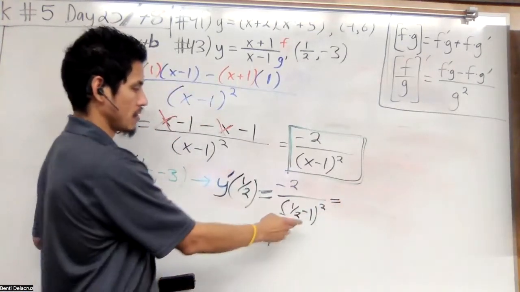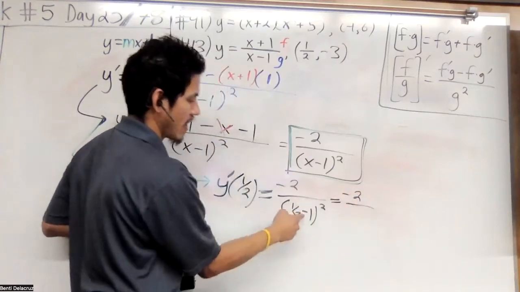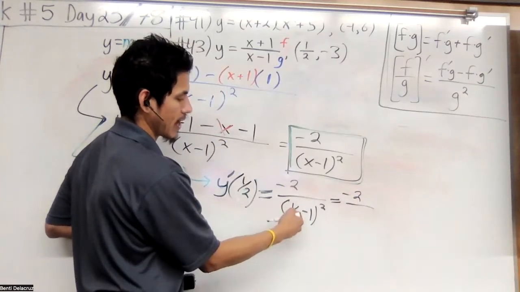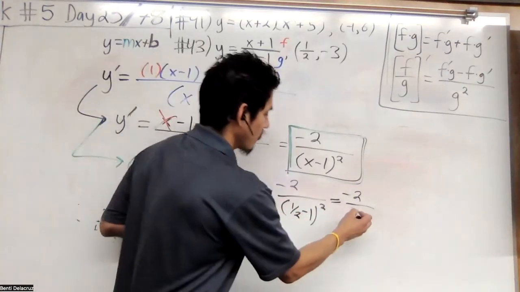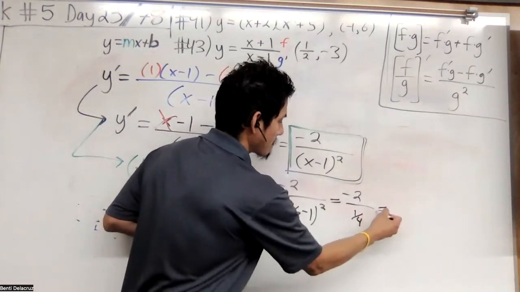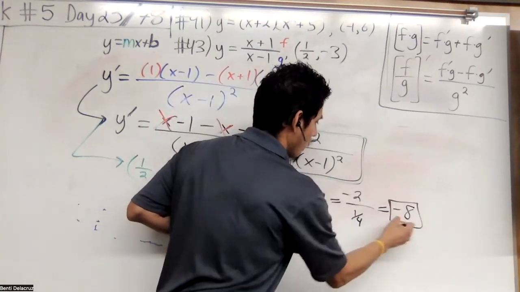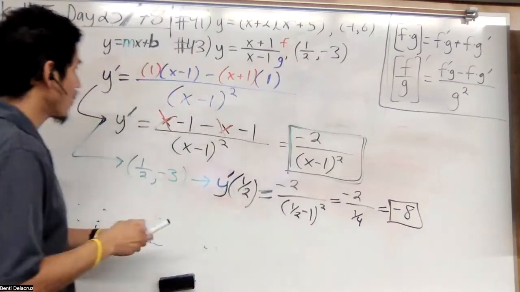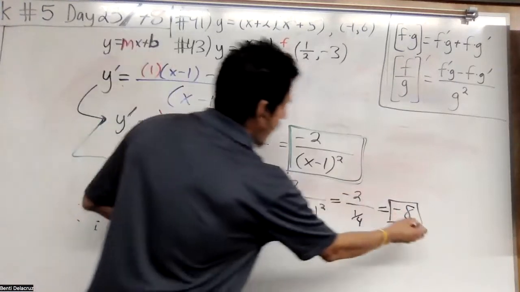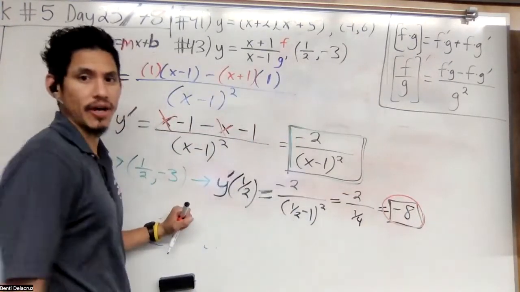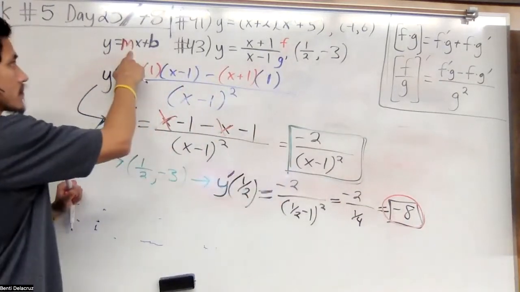This is where your middle school math comes into play. So -2 over 1/2 minus 1, so -1/2 squared. -1/2 times -1/2 will be a positive 1/4. And this will be a -8. All right, I'm going to change this m to red. Okay, so the value of the slope of my tangent line is -8.